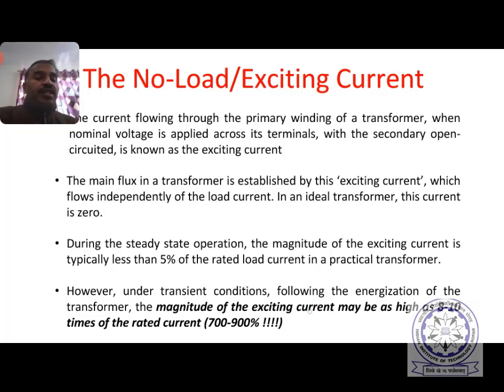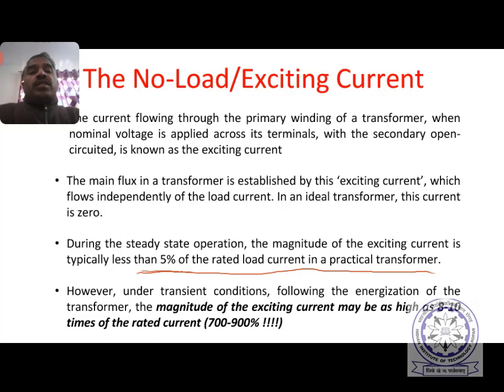However, under transient conditions, following the energization of the transformer, the magnitude of the exciting current may reach as high as 8 to 10 times the rated current, or 700 to 900%. So around 8 to 10 times it will reach under transient conditions during energization. But under normal or steady state operating conditions, it is less than 5% of the rated load current in a practical transformer. This is about no load current.